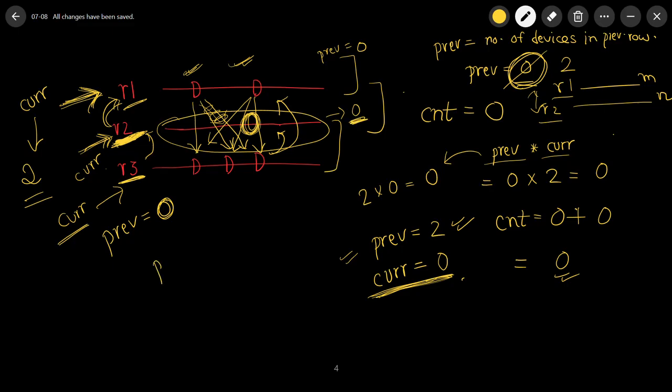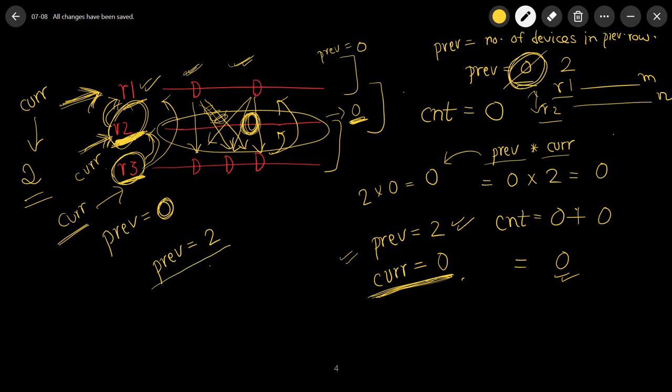So previous in this case remains 2 and does not become our current, which is 0. So I hope it's clear. Previous still stays as the number of devices in this row because R2 had 0 devices. So for R3, previous would not be R2, but it would be R1 only because R2 has 0 devices. So no beams can come from there. I hope it's clear.